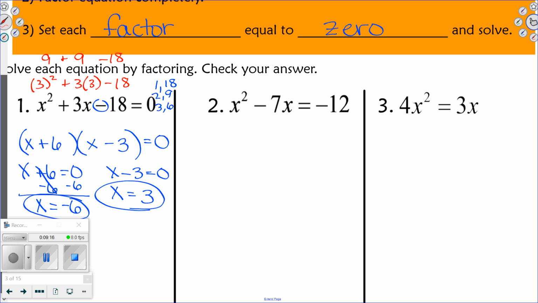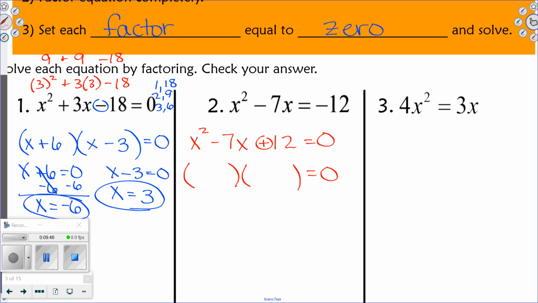All right, what about number 2? What will you have to do first on that one? Good, you have to move that 12 over, right? So x squared minus 7x. When I bring minus 12 over, what happens to it? Good, positive 12. All right, it needs to be in standard form to start. Is there a GCF? Nope. So no GCF, I'm going to jump right to my 2 parentheses.